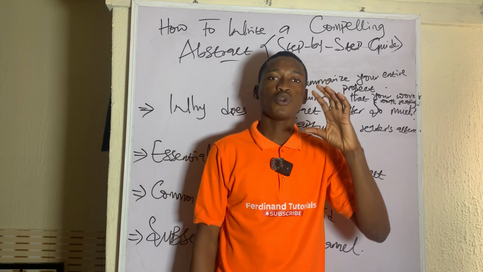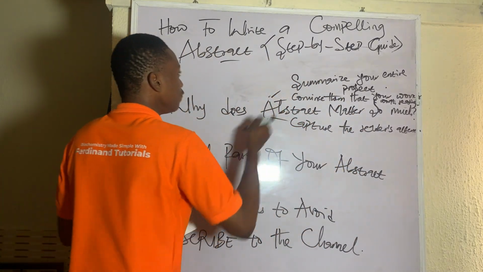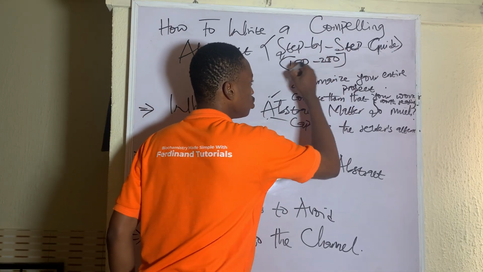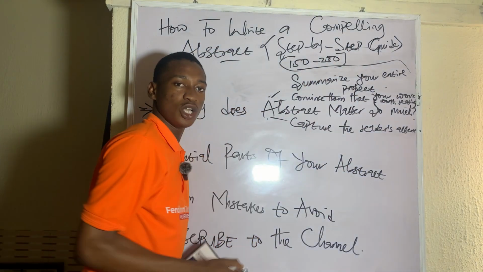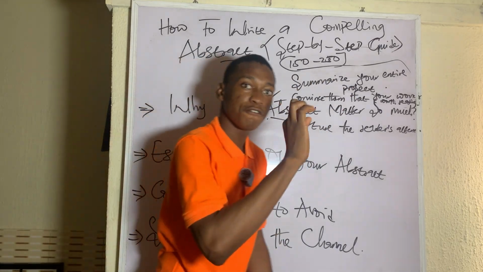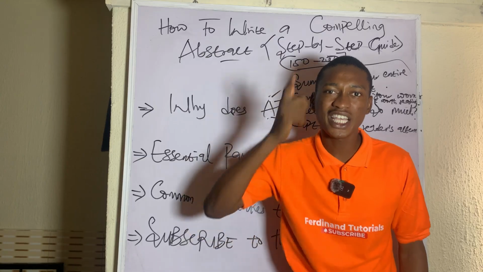Now, I want you to think of your abstract as your research elevator pitch. So, in just 150 to 250 words, you should state these three things. You should be able to capture these three important points in just 150 to 250 words. That's why I said that you should think of your abstract as your research elevator pitch.